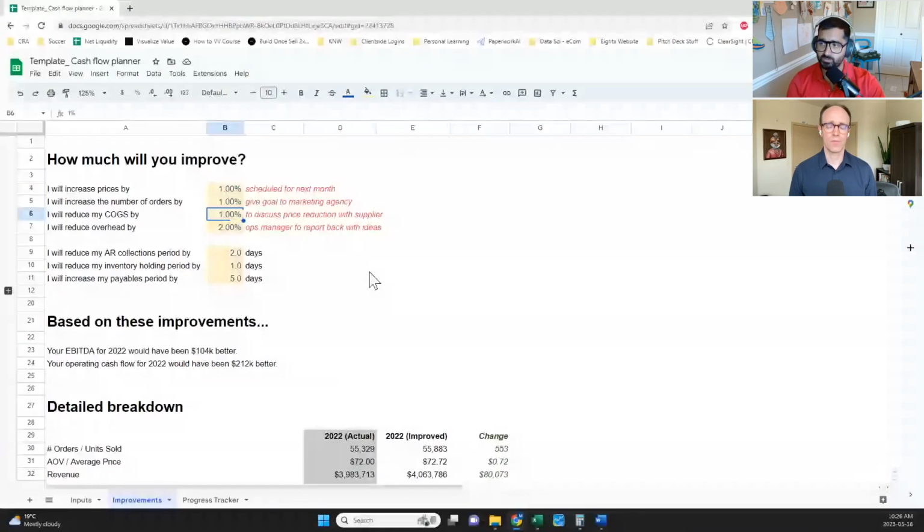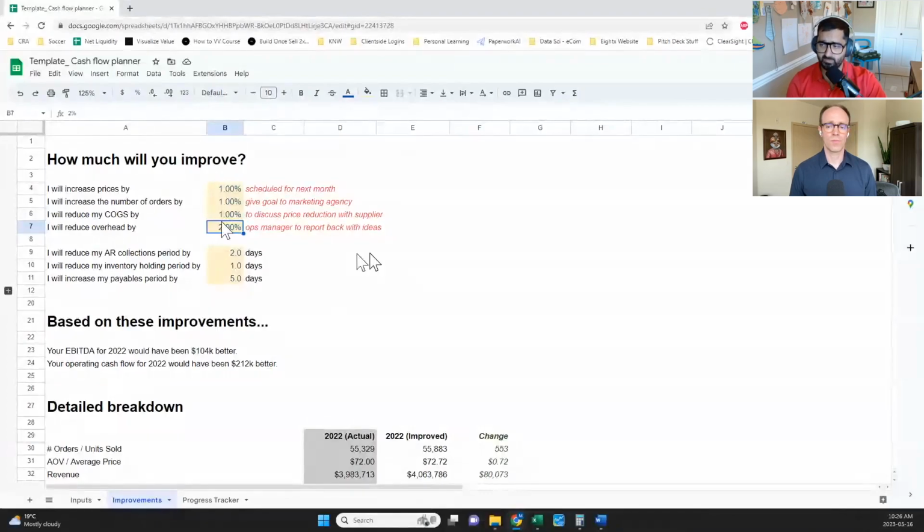Overhead, could you reduce overhead? Could you reduce your spend on SaaS tools? Could you reduce your spend on meals and entertainment? Can you pick off those things that are easy to pick off and reduce your overhead by 2%? Yeah, I mean, again, it's a very accessible number.